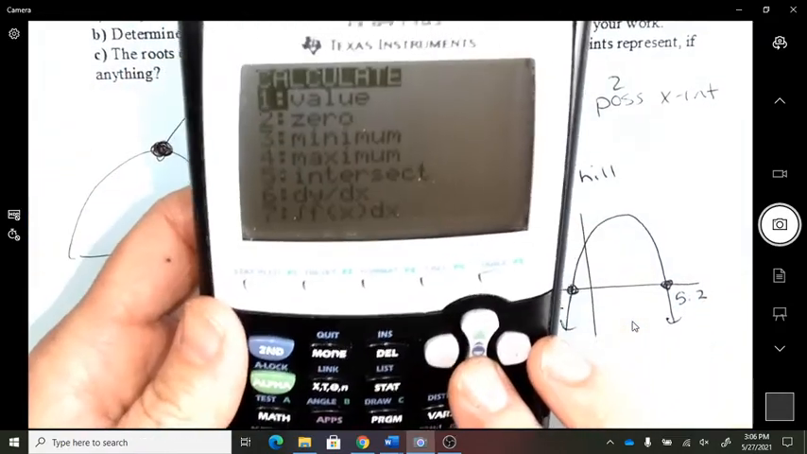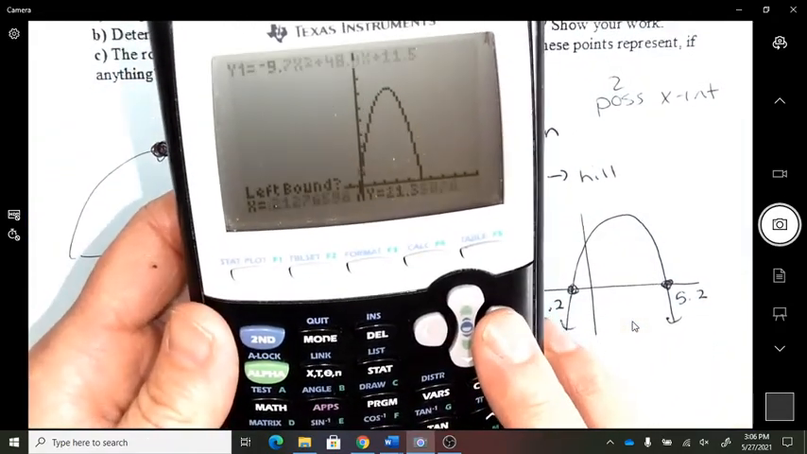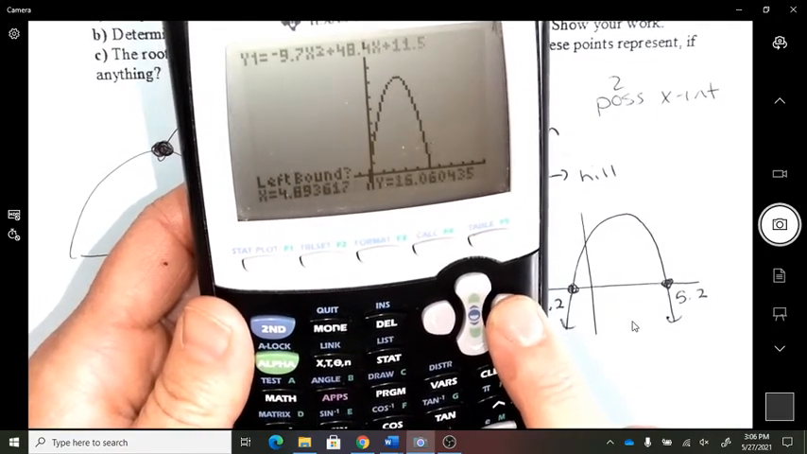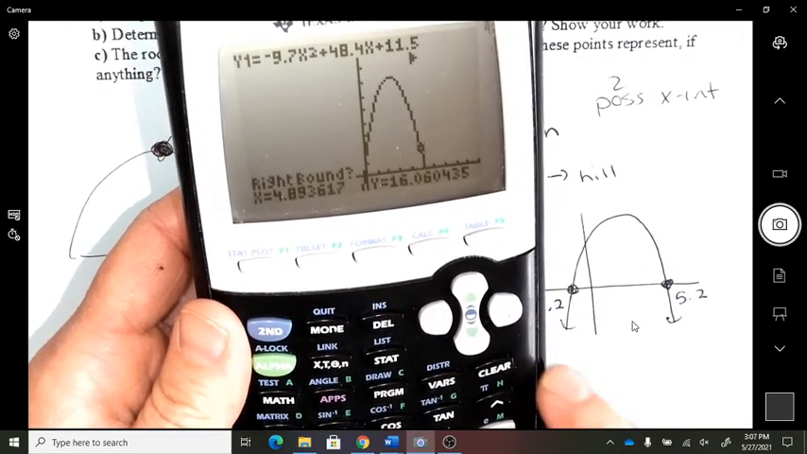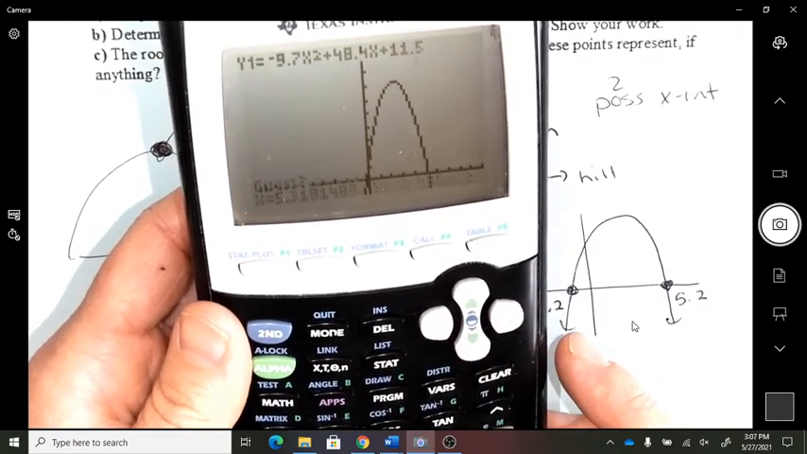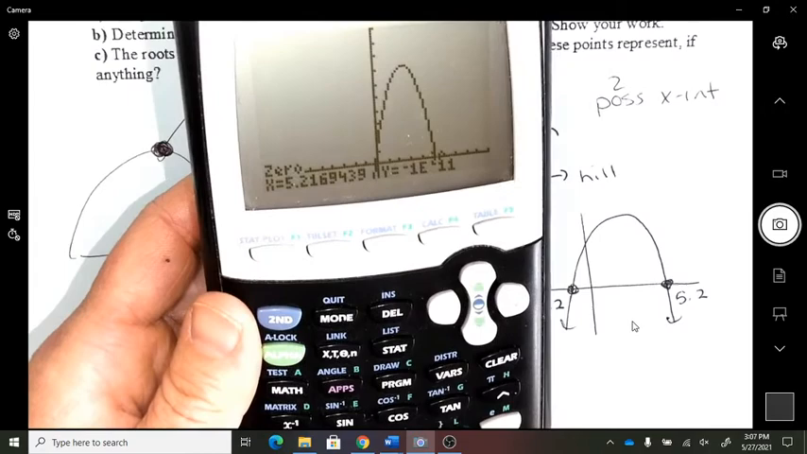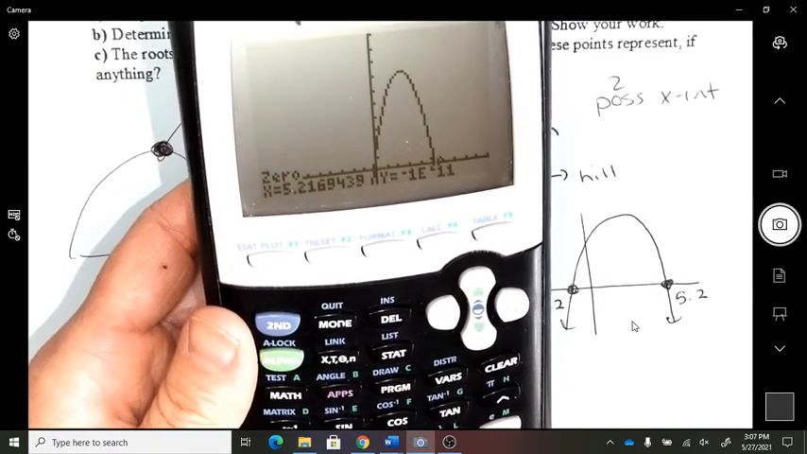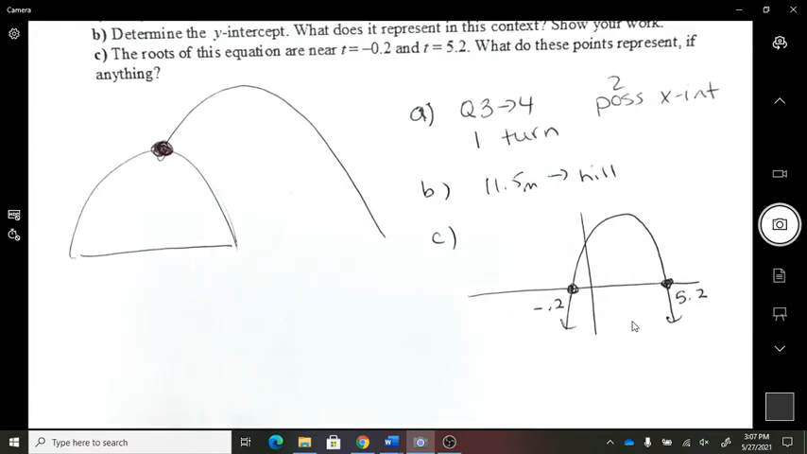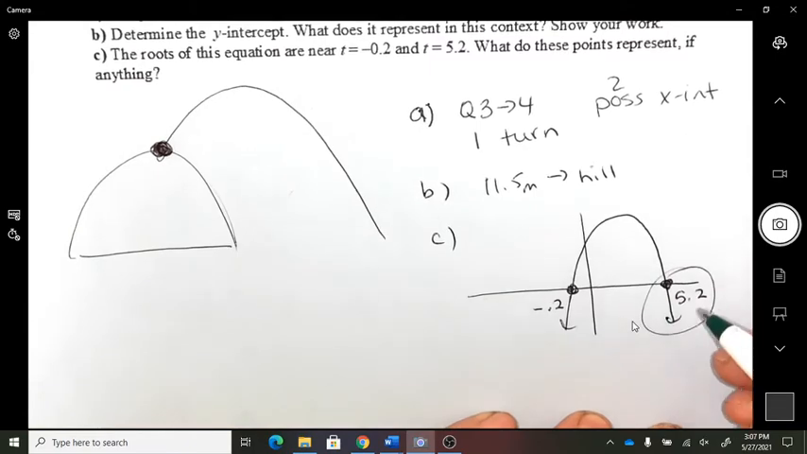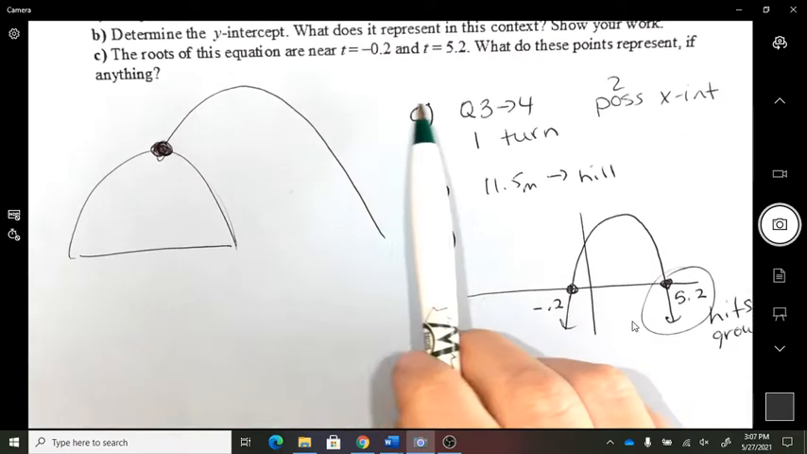Second, calculate the 0, and then you move your mouse to contain it. So let's pretend we're finding the right one. Enter, and then go below it. Enter, enter, 5.22. Because you might have to figure that out. Everyone knows that feature? Okay, what do the points represent? It hits the ground there. After 5.2 seconds, it hits the ground, or what are we in? Seconds? Yep.